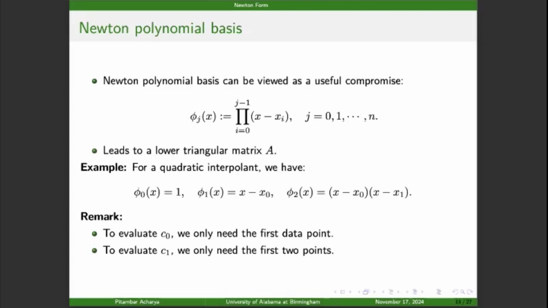So there comes the Newton polynomial basis. Newton's polynomial basis can be viewed as a useful compromise. The basis function is given by this relation. The matrix A that we defined earlier leads to a lower triangular matrix.